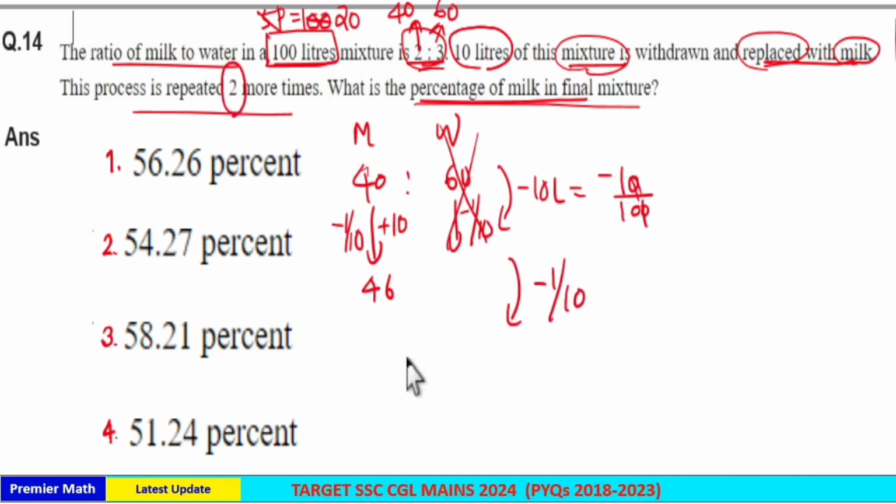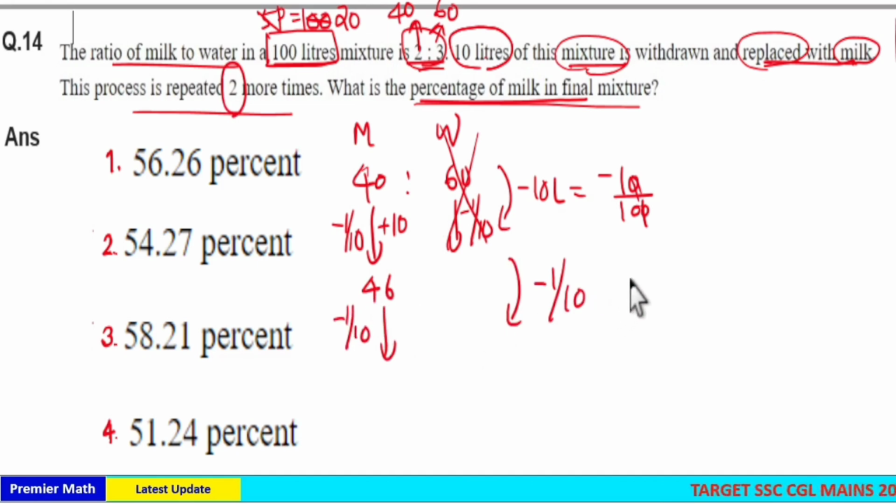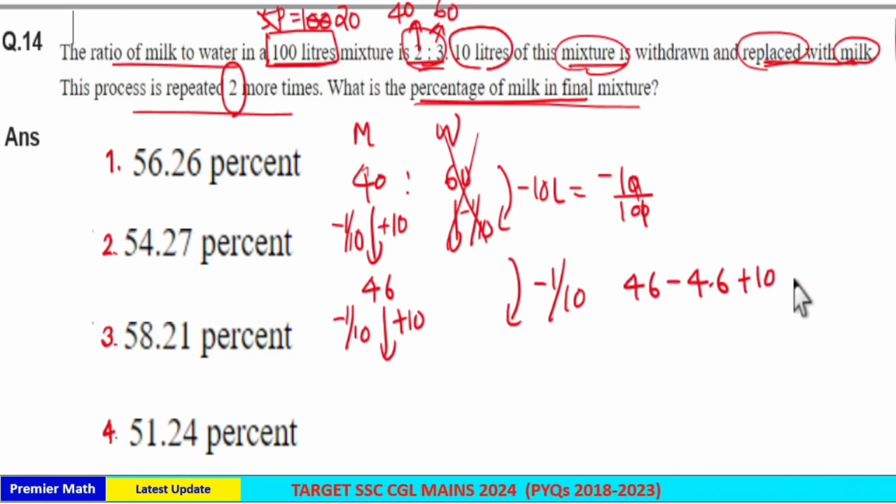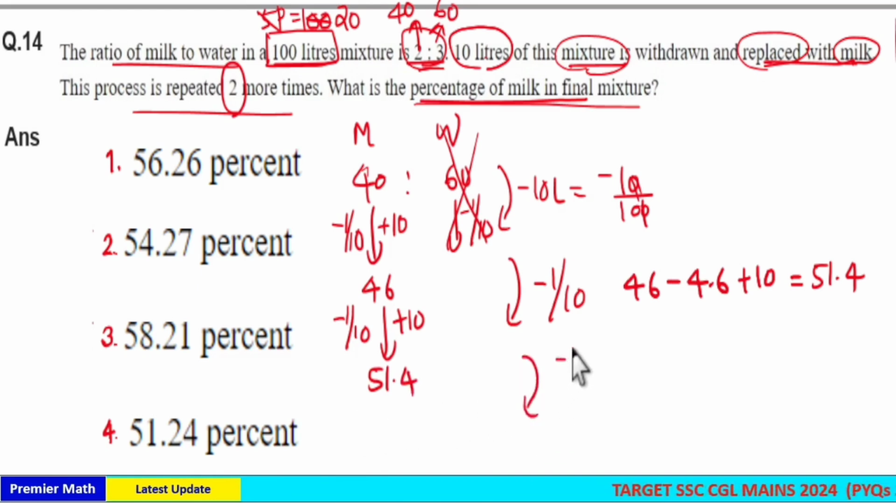Again you are taking 1 by 10. So 1 by 10 of 46 is equal to 4.6. So subtract 4.6 from 46. Again you are adding 10 liters of milk to it. So 46 plus 10 is 56. 56 minus 4 is 52. 52 minus 0.6 is 51.4. Milk quantity is 51.4.